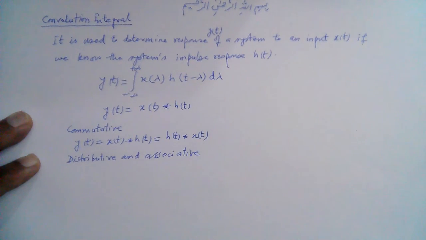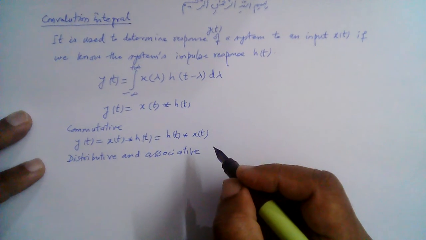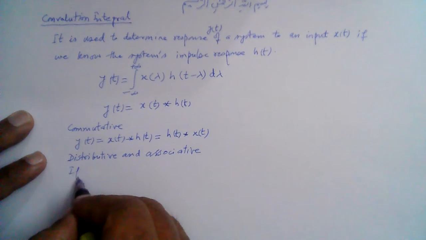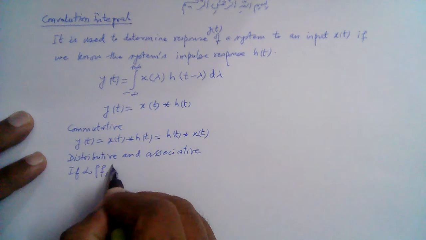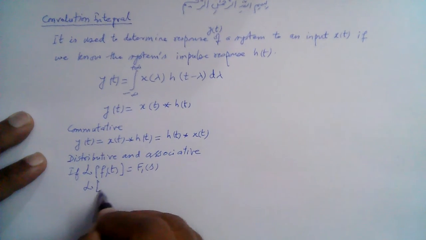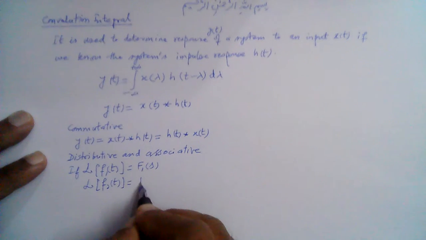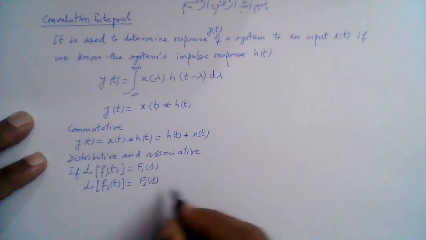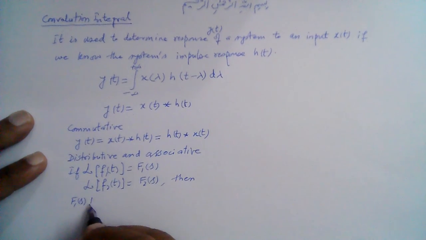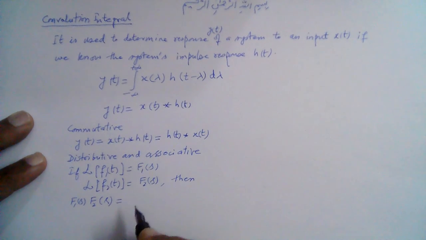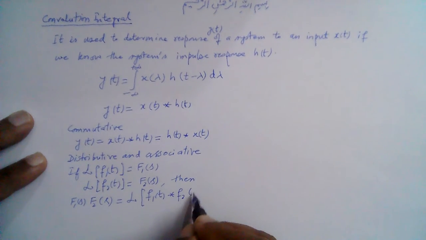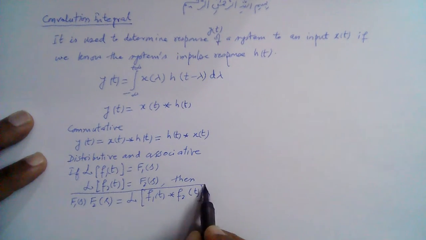Right, and one particular property of this convolution integral with respect to the Laplace transform is that if the Laplace transform of a function f1 of t is f1 of s, and the Laplace transform of another function f2 of t is f2 of s, then f1 of s multiplied by f2 of s is equal to the Laplace transform of the convolution of f1 of t and f2 of t. This is an important property.